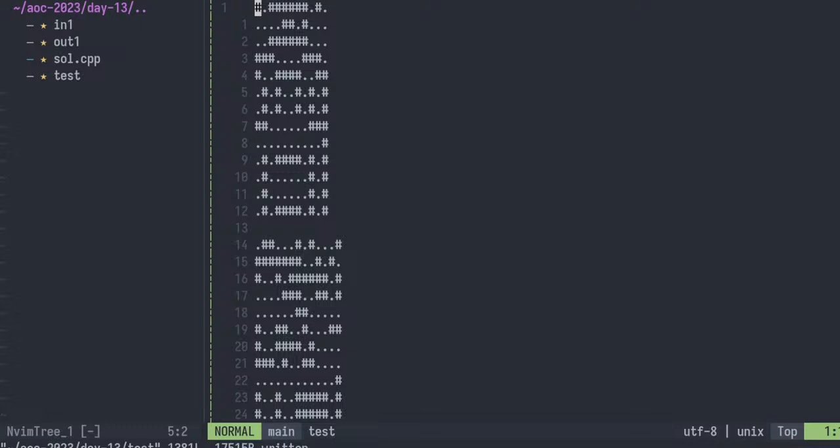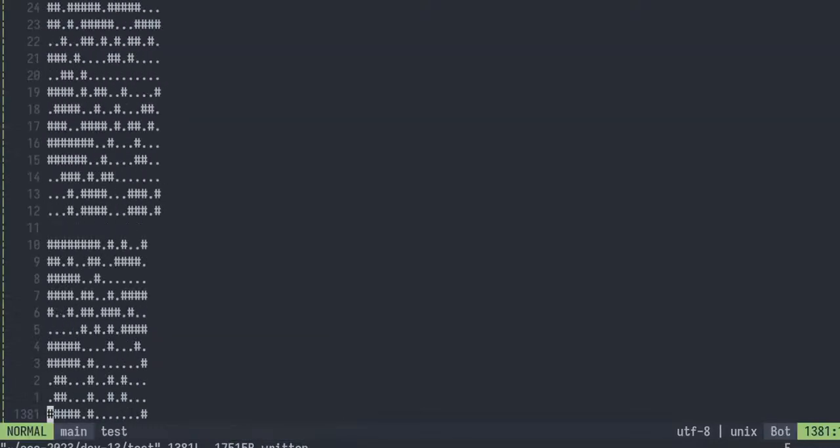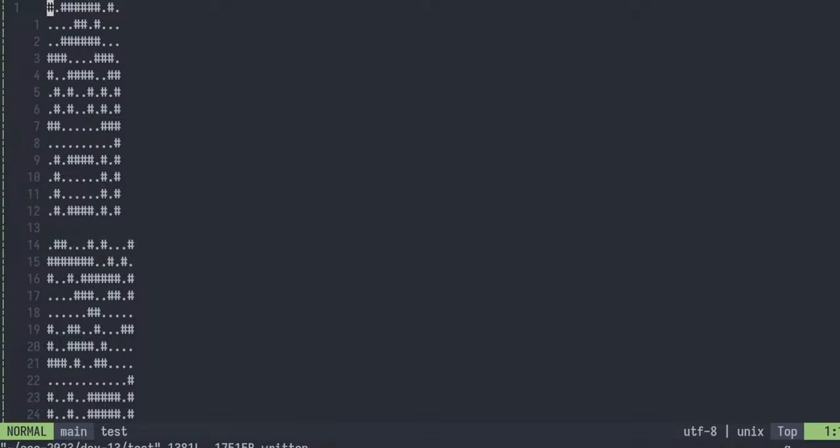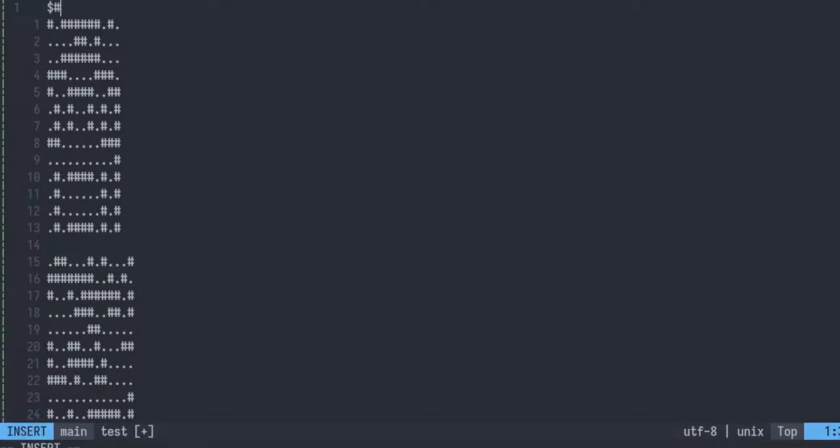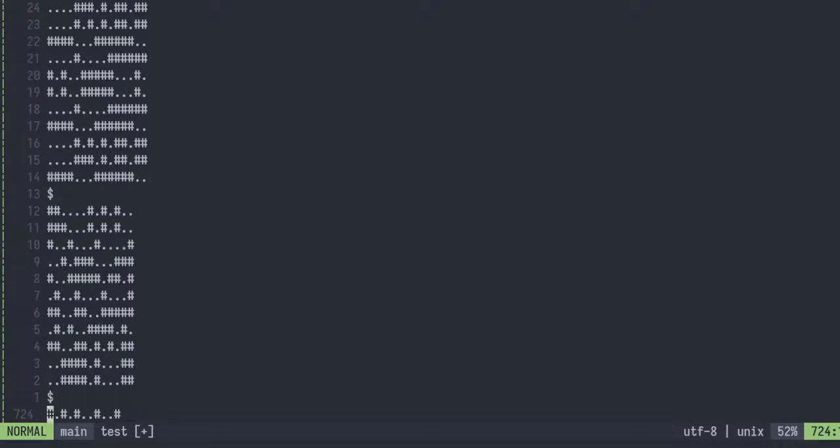Test. Okay, this is very large. Now I can do one thing. I can substitute the new lines with a dollar, I guess, or I can do it like this. Okay, dollar. Let's say 50 at the rate A. Okay.